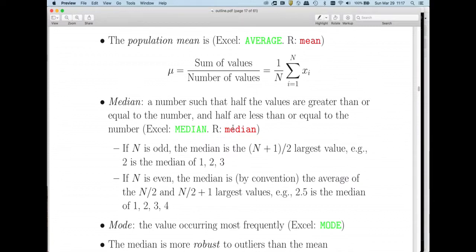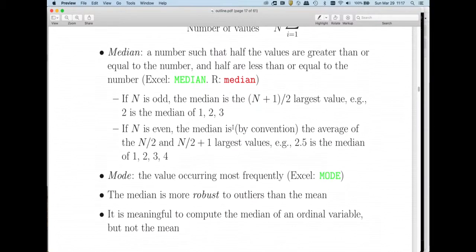So the classic example would be, let's say all of us have an income of $100,000, and then you bring a billionaire into the class. On average, we would all be millionaires, but the median doesn't budge at all when a billionaire is added to the class.